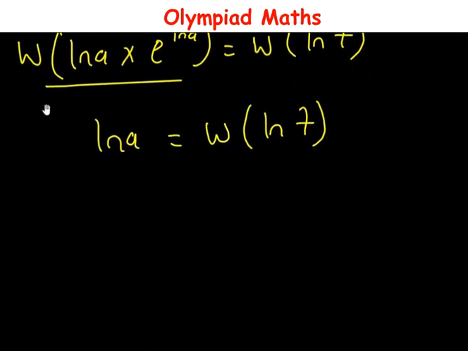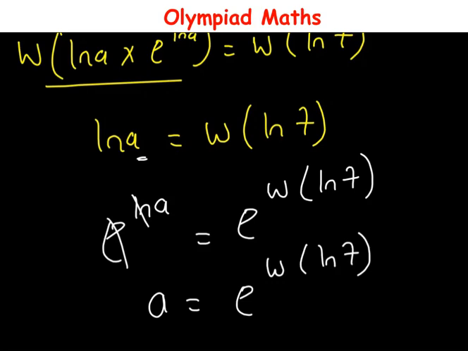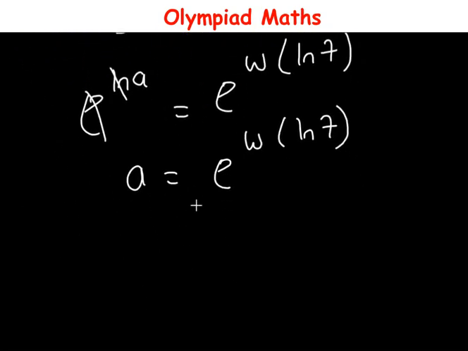So from here, to then solve for the value of a, the next thing for us to do is to remove this ln from here, and to do so, introduce e. So e raised to power ln a is equal to e raised to power W times ln 7. With this, if we cancel ln, a is then equal to e raised to power W times ln 7. So we've gotten the value of a to equal this.